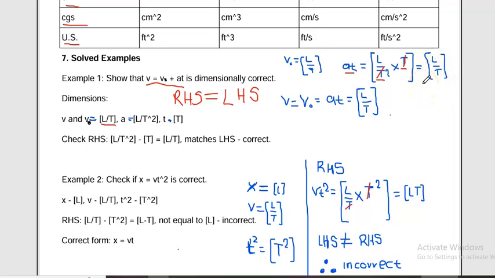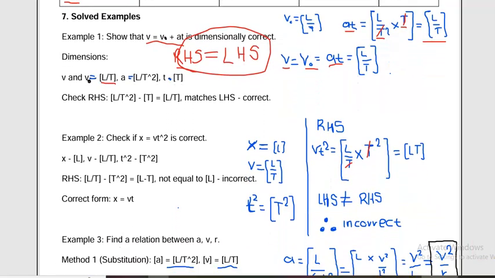Now when we look at this, it is equal to V naught, also to V final. This is telling us the dimensions for V, the dimensions for V naught, and the dimensions for acceleration times time are all L over T. What is now our conclusion? After seeing that the left hand side and the right hand side are equal, we can conclude that the equation is dimensionally correct. Let's go to example 2.